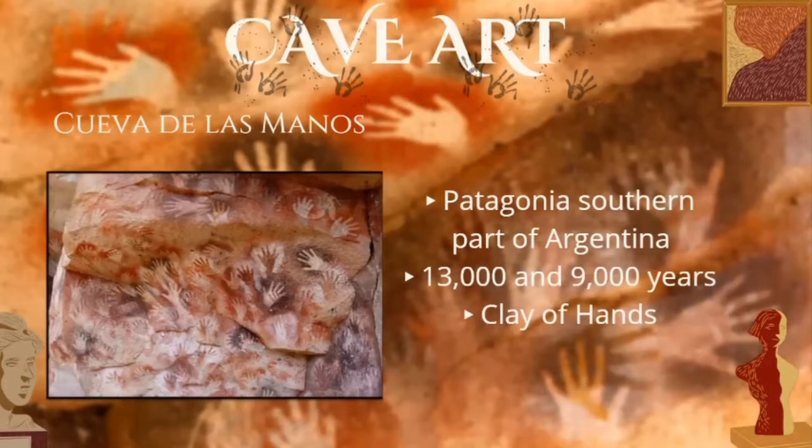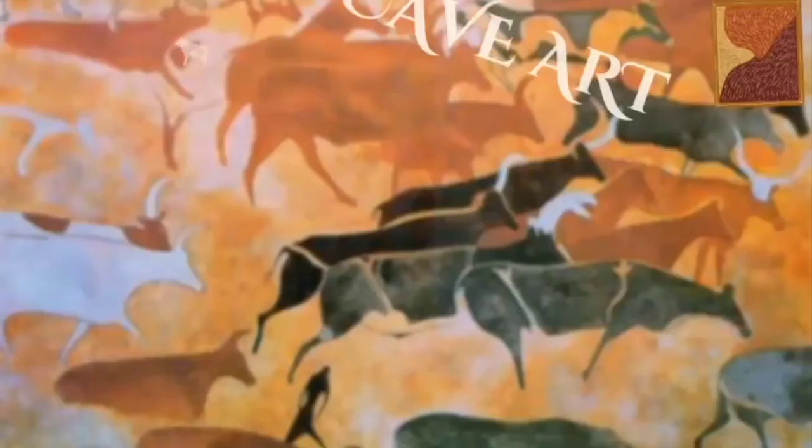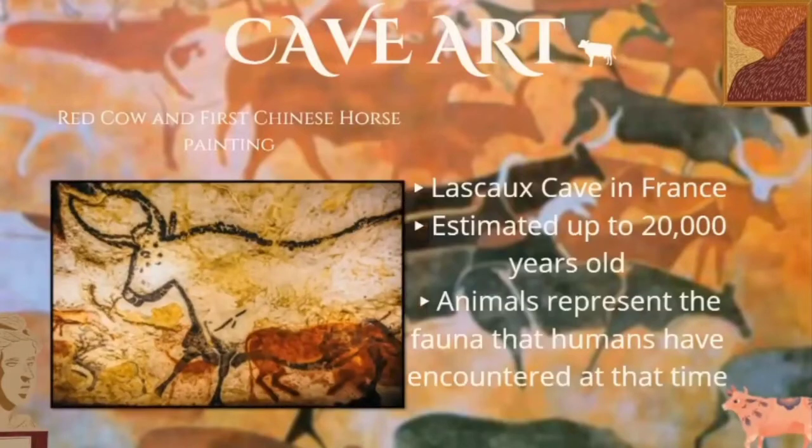Dito naman sa abstract signs, tinatawag nilang non-representational, in which it portrays things from the visible world that plays little or no part. Ang halimbawa naman nito ay ang Red Cow and Frieze of Chinese Horses painting, which is located at Lascaux Cave in France, estimated up to 20,000 years old. And animals represent the fauna that humans have encountered at that time.